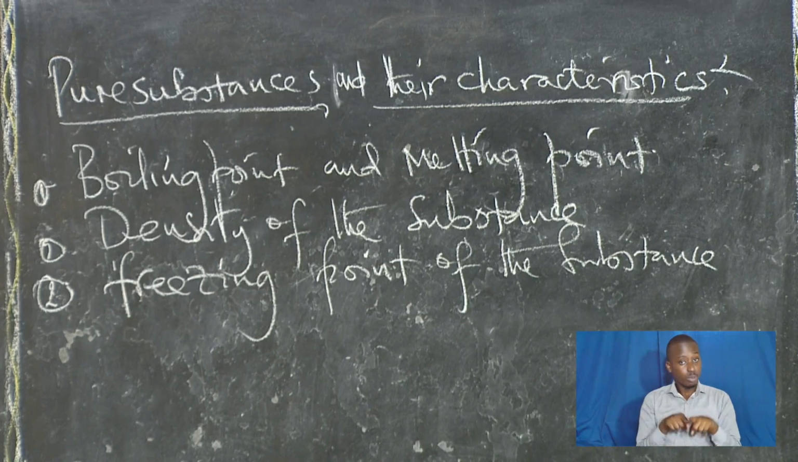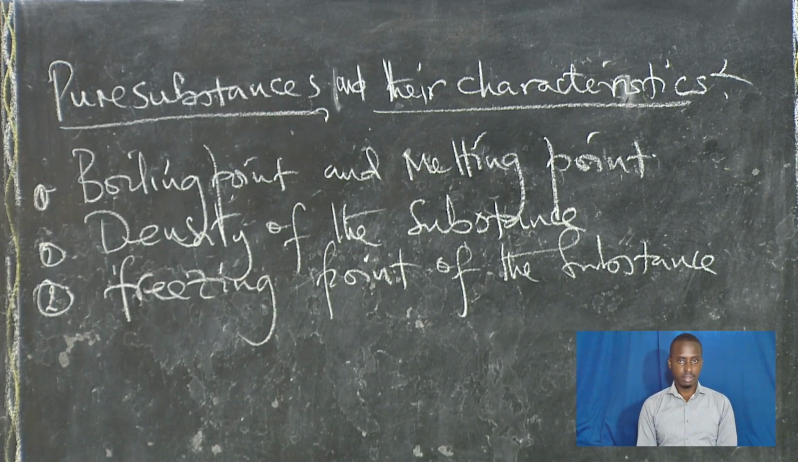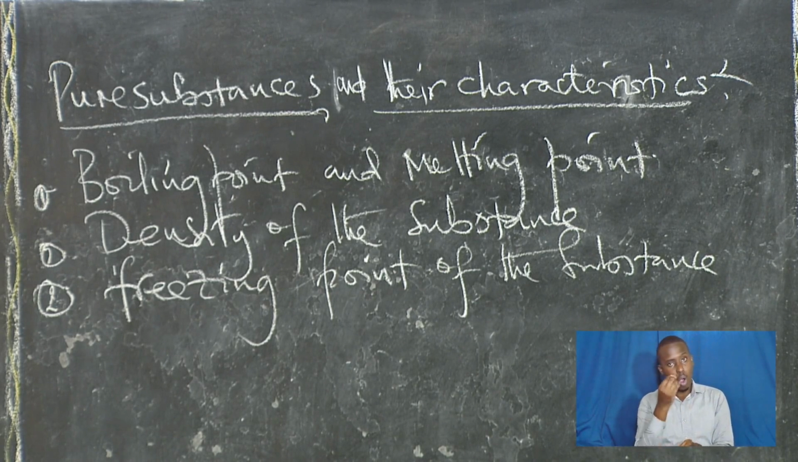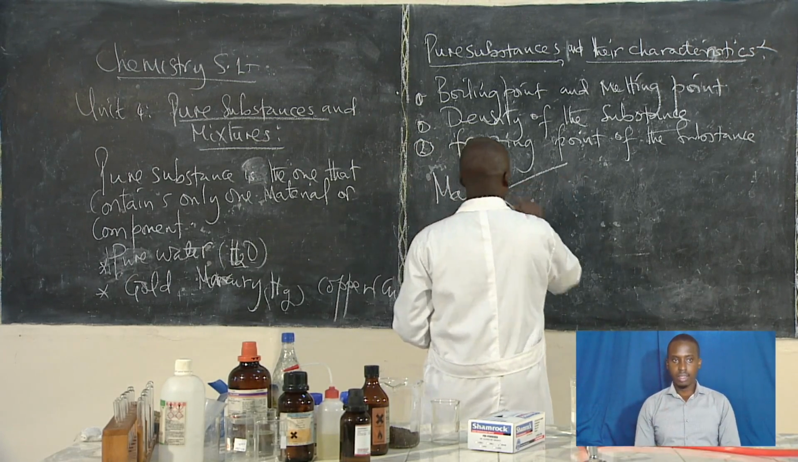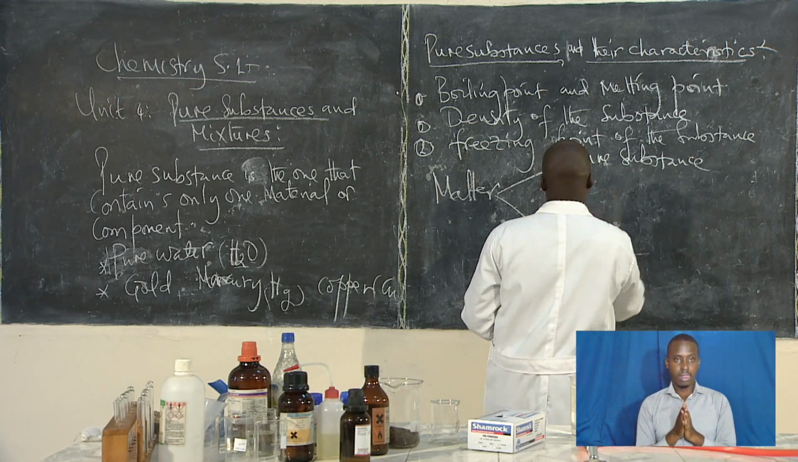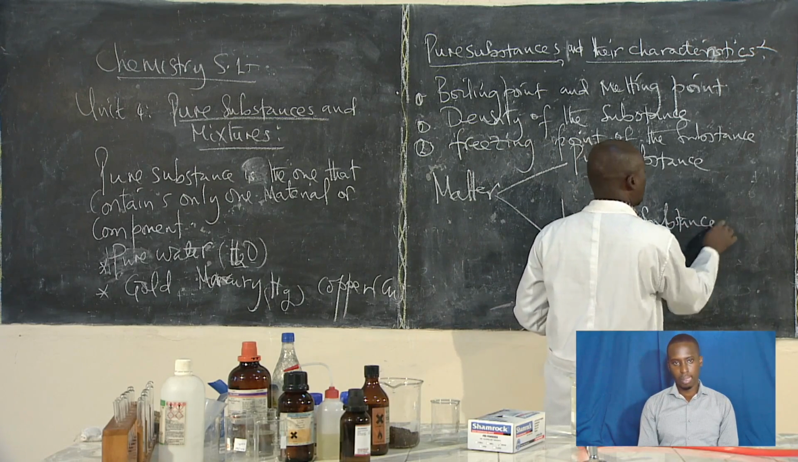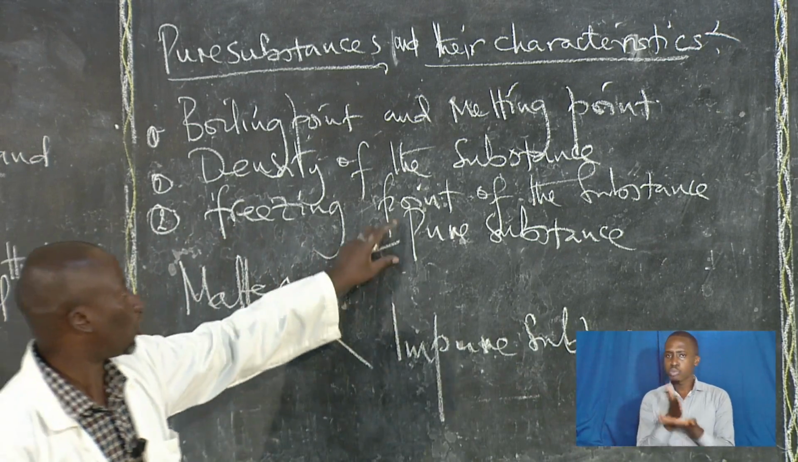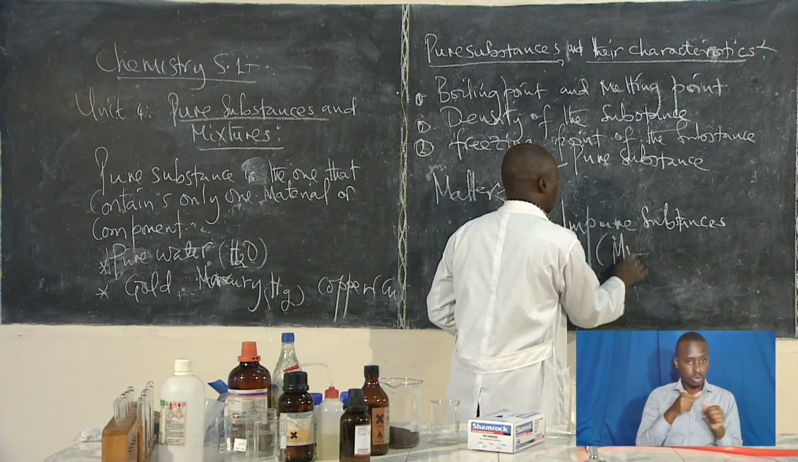Now, as I said earlier, matter is everything. So matter is subdivided. When we talk about matter, it can either be pure or impure. That is, matter can be divided into pure substances or impure substances. We have mentioned already the pure substances. So these impure substances are called mixtures.